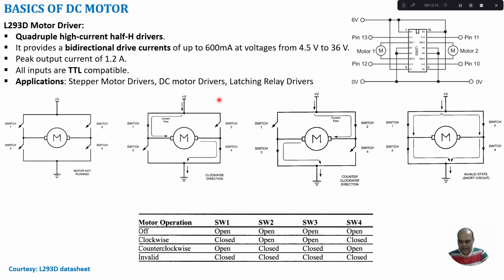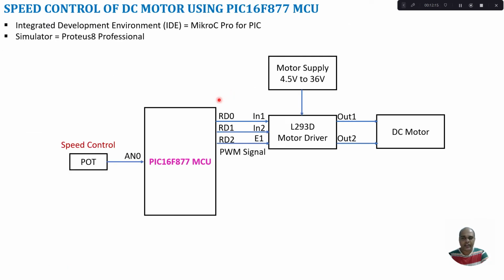Now let us look at how to write a program to achieve speed control of a DC motor connected to a PIC16F877 microcontroller. For this, we make use of an integrated development environment, MikroC Pro for PIC, where we will write our embedded C program, compile it, and convert it into a hexadecimal file. Then we build our circuit in the Proteus 8 Professional environment and import the hex file onto the microcontroller. Then we check the logic.